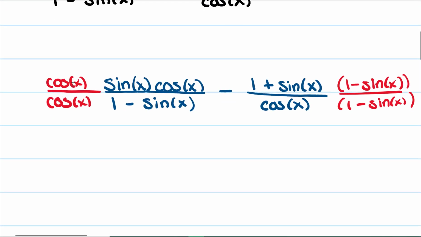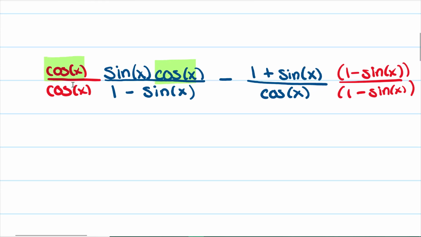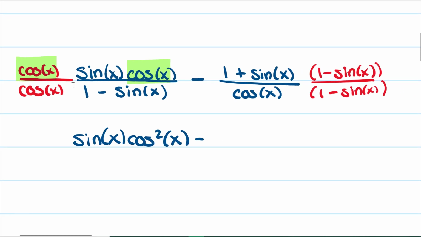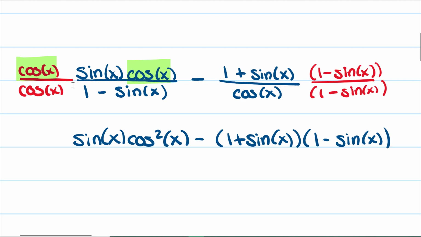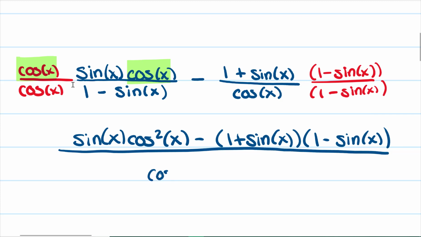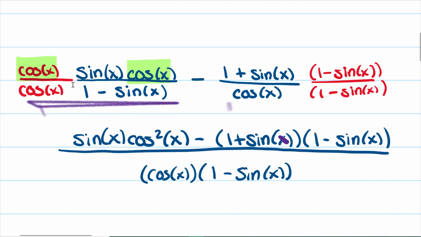So now I just have to go through the process of very carefully multiplying everything. We have a cosine here and a cosine here, so cosine times cosine is cosine squared. So I'm going to get sine of x times cosine squared of x minus, and I'm going to write parentheses 1 plus sine of x times 1 minus sine of x. And I'll worry about distributing that all later. And this whole thing is divided by cosine of x times 1 minus sine of x. And I can write them as one fraction because the denominators are the same.